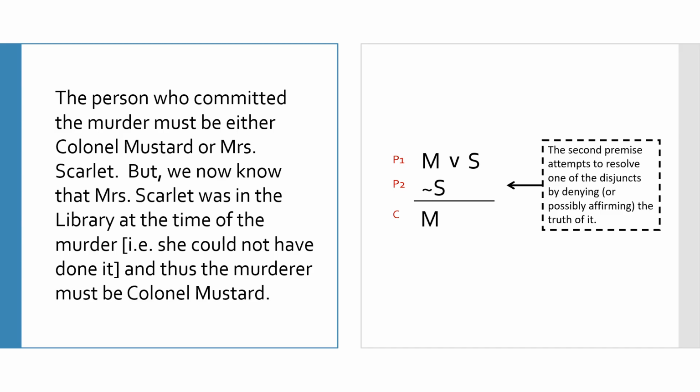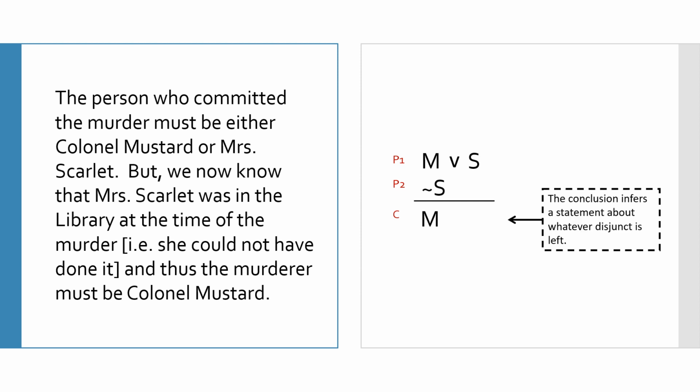But the basic point here is the second premise is going to try to resolve the argument by appealing to one of our disjuncts and typically by denying the truth of it. Now the conclusion then will infer a statement about whatever disjunct is left available to us. In this case, of course, it's Colonel Mustard committed the murder. And notice that what has happened in the conclusion versus the second premise is that I've moved from denying one to affirming the other. So in the conclusion, you will typically want to do the opposite of what you did in the second premise with whatever remains.